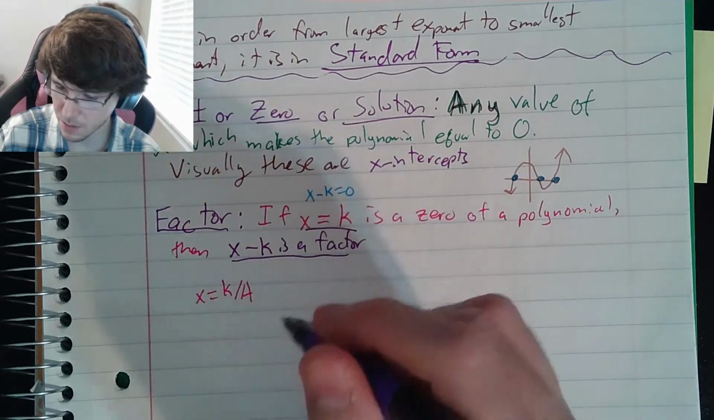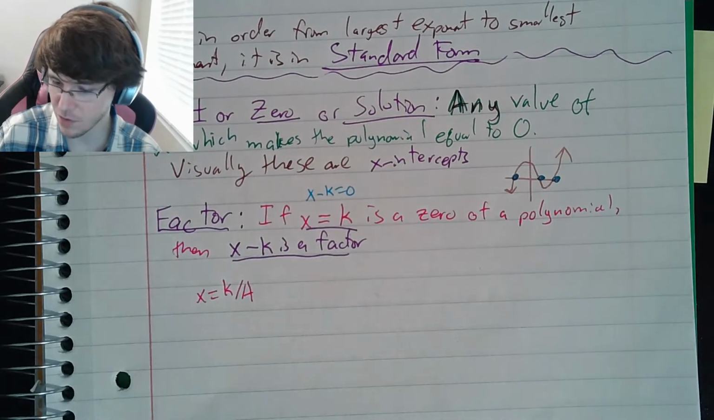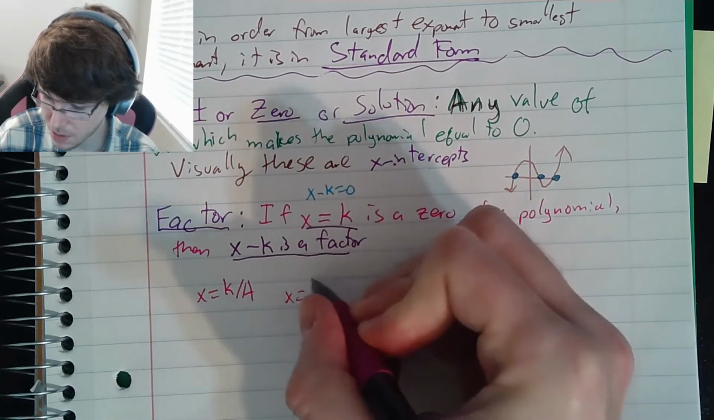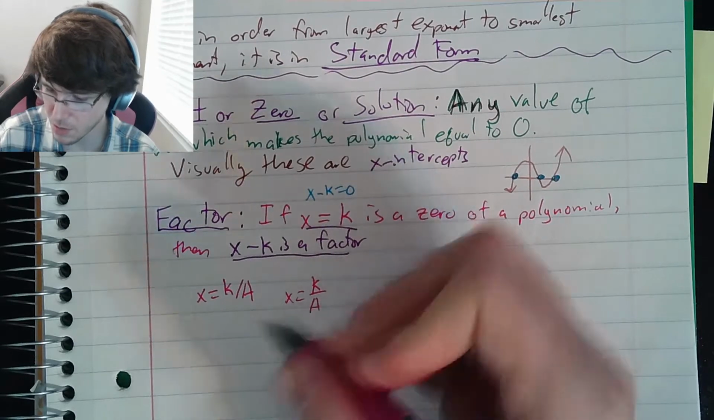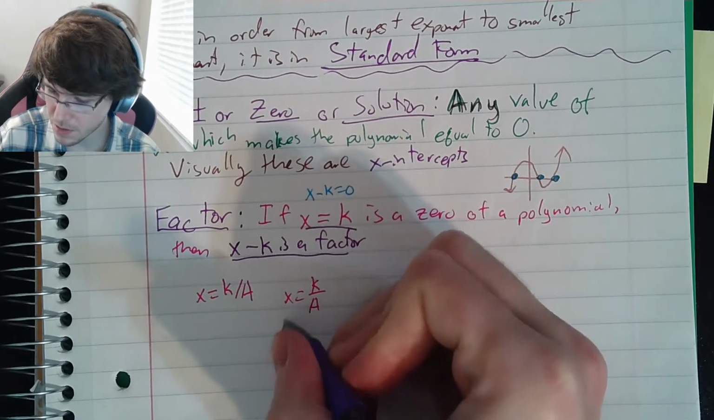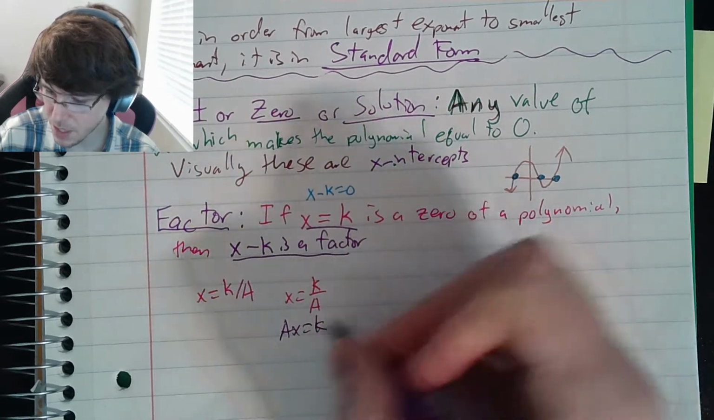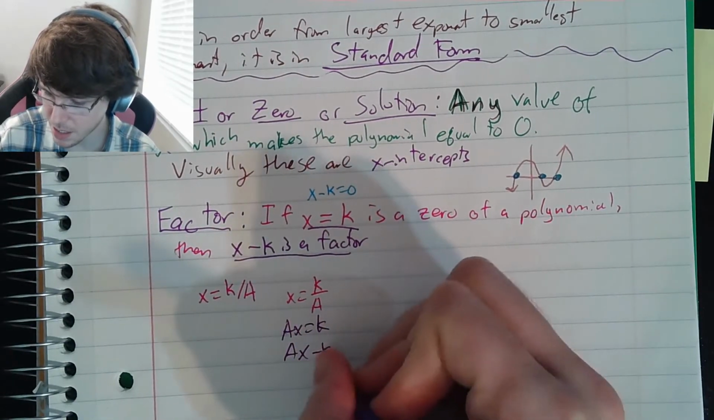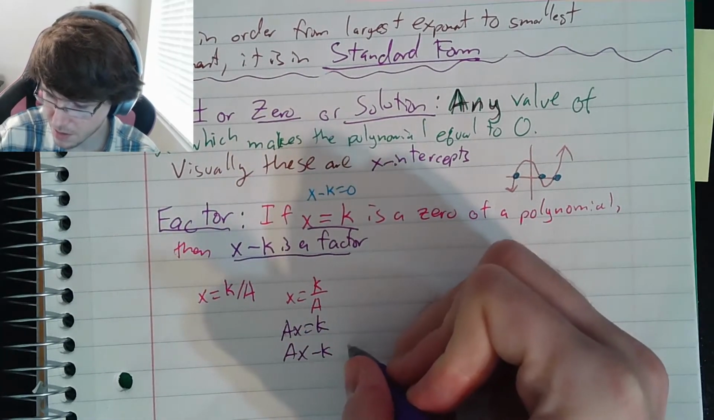Maybe I should have written that better. If you aren't writing in pen, you can rewrite this way. If you are writing in pen, no big deal. Just do what I'm doing there. You want to multiply the a up here first, and then ax minus k is the factor.